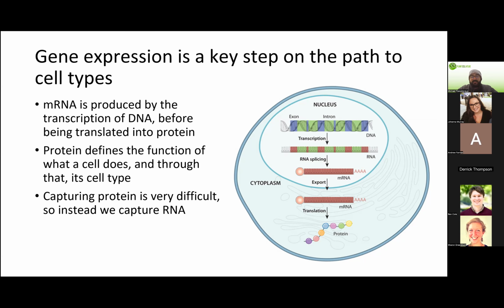And because of that, we tend to use RNA because we can do much more high throughput experiments. We can capture a lot more samples. And even though it's not exactly what we want, mRNA does broadly correlate with protein levels, although there's certain cells and certain conditions where that doesn't happen.